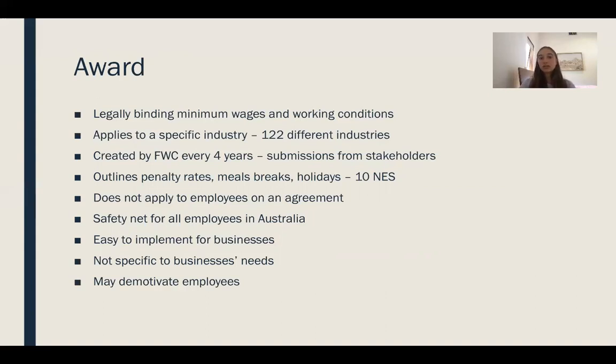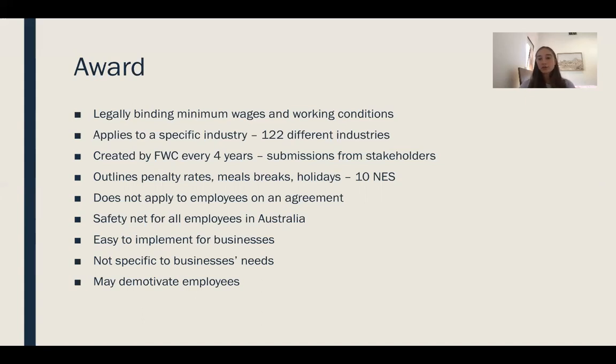So the award is the legally binding minimum wages and conditions of work. So every single employee within a specific industry will have the same pay and working conditions. And there are 122 different industries in the award. So there may be a different award for hospitality employees, retail employees, and employees in all different industries. And the award is created by the Fair Work Commission every 4 years.